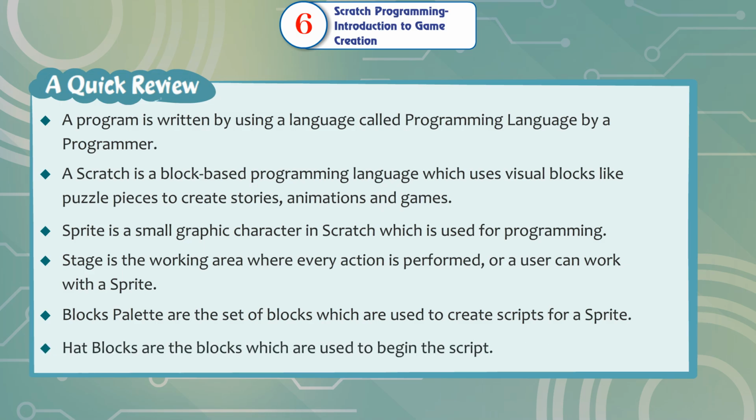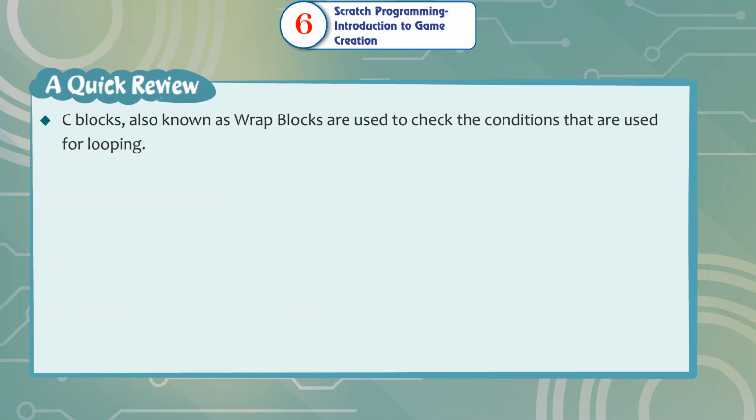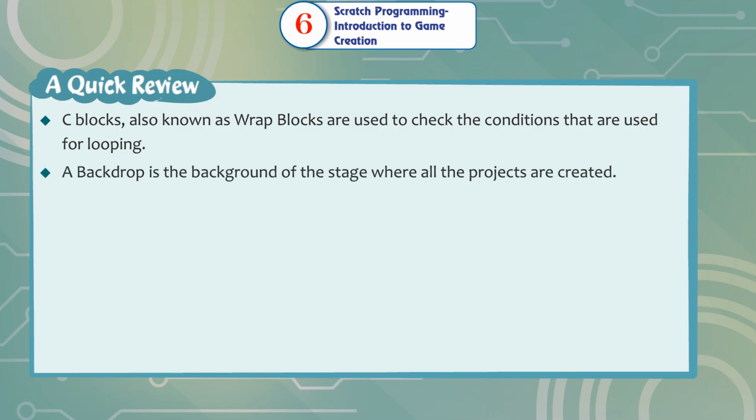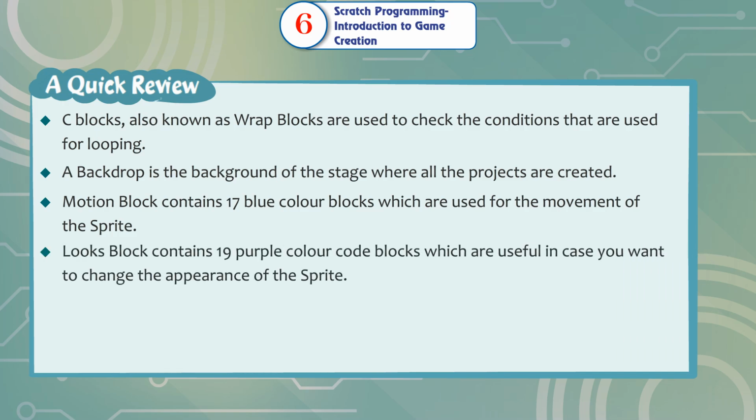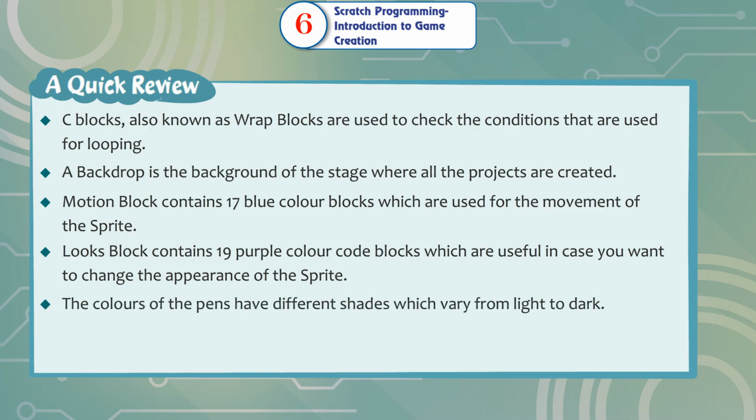Hat blocks are the blocks which are used to begin the script. C blocks, also known as wrap blocks, are used to check conditions and for looping. A backdrop is the background of the stage where all the projects are created. The Motion category contains 17 blue color blocks which are used for the movement of the sprite. The Looks category contains 19 purple color-coded blocks which are useful in case you want to change the appearance of the sprite. The colors of the pens have different shades which vary from light to dark. The stamp block is used to create a duplicate sprite.